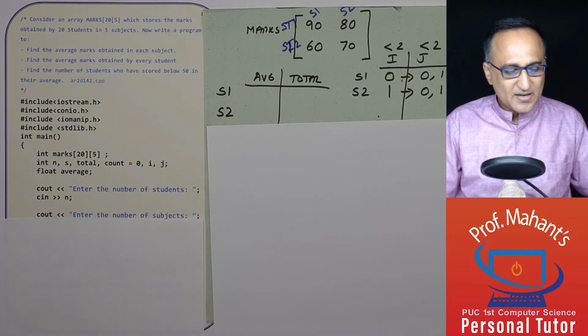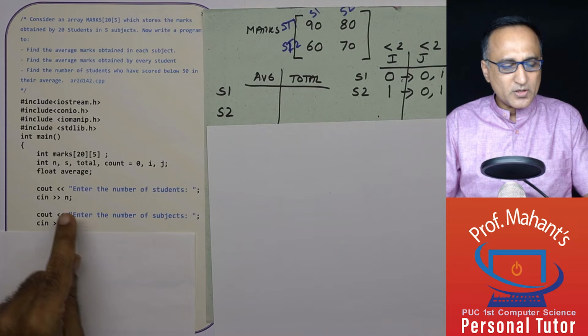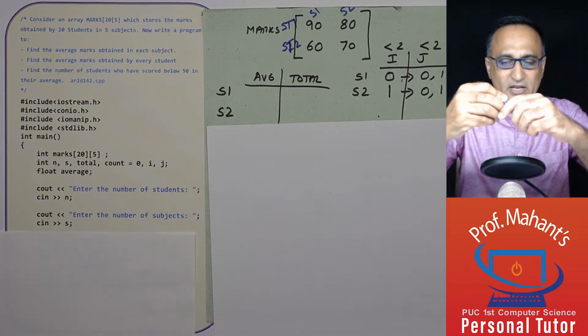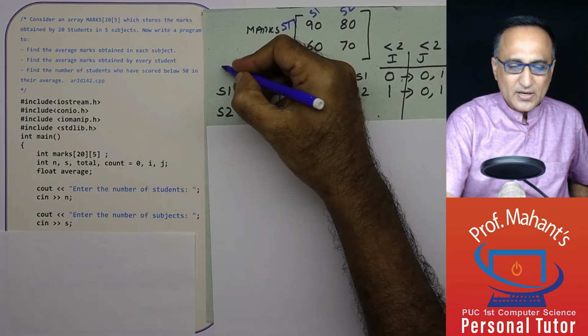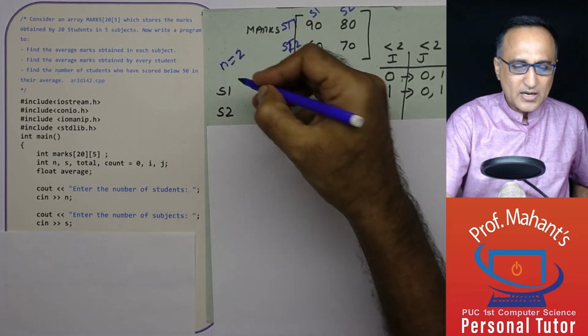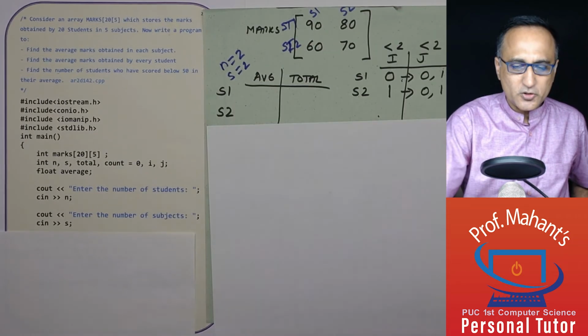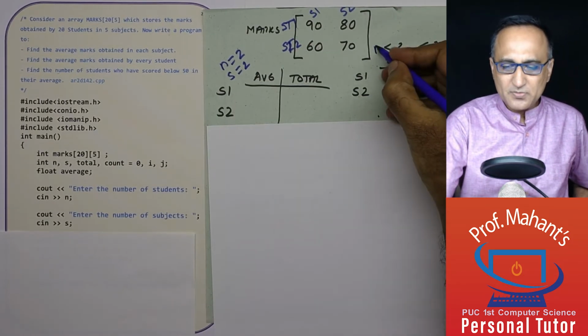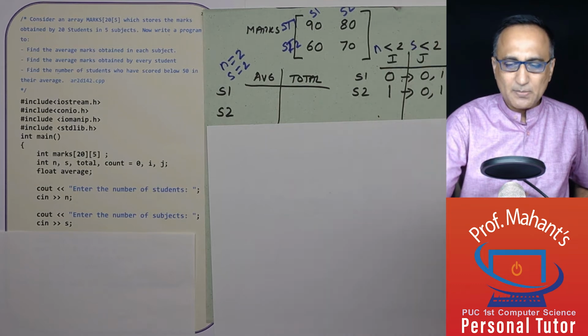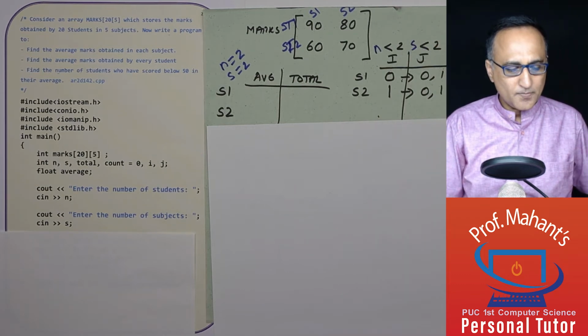So in the first thing, I am going to ask you how many students. I am going to read into a number variable called n. So let us say n is equal to 2. Number of subjects, s is also equal to 2. So number of subjects is equal to 2. Number of students is also equal to 2.